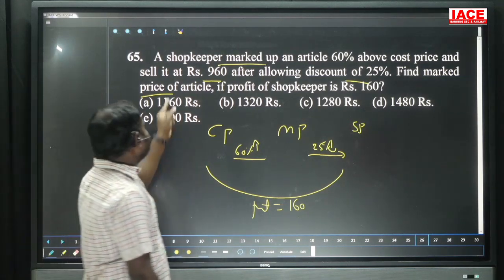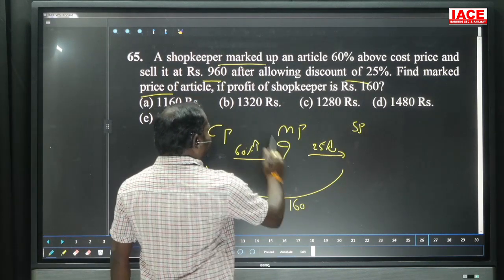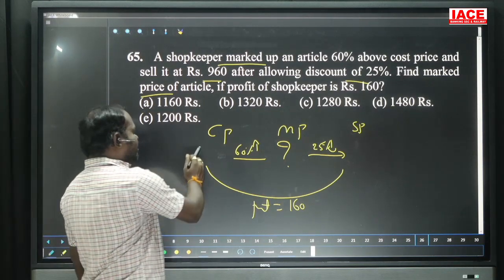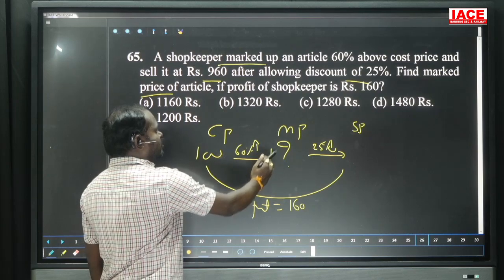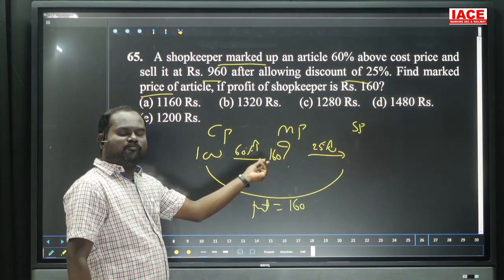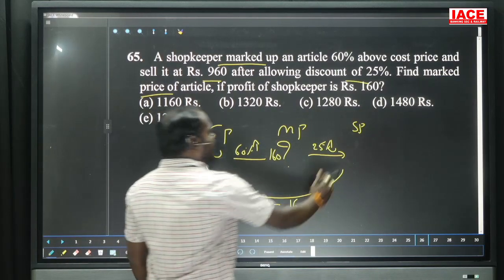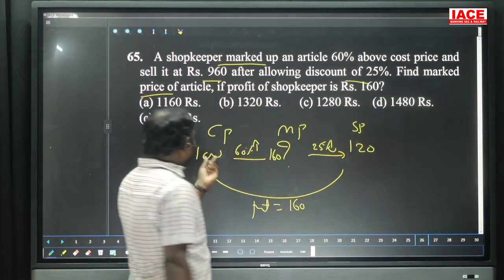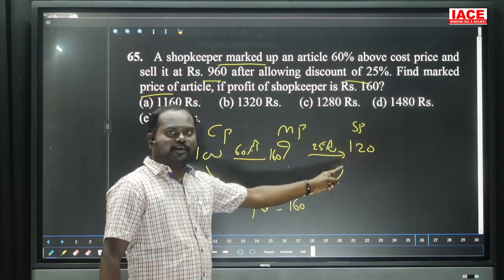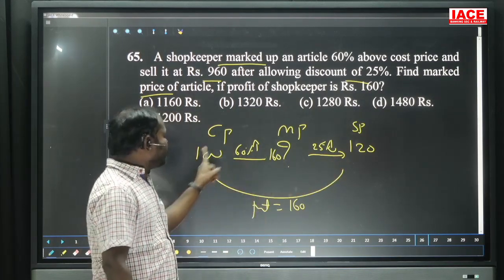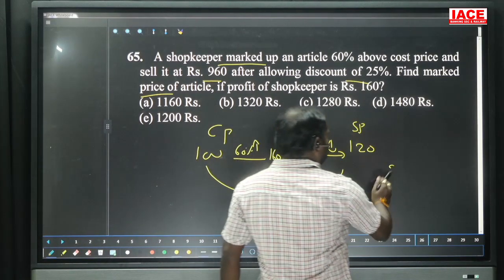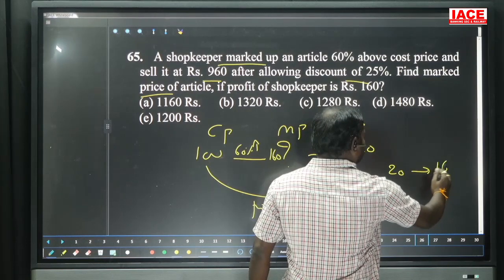The question is asking what the mark price is. For example, if the cost price is 100, the mark price should be 160. A 25% discount, nothing but 1/4, is 40 discount, and both of them balance at 120. So if the cost price is 100, the sale price will be 120. That means what is the profit? 20. As per assumption, the profit is 20. As per the problem, it is 160. So 20 is equal to 160.